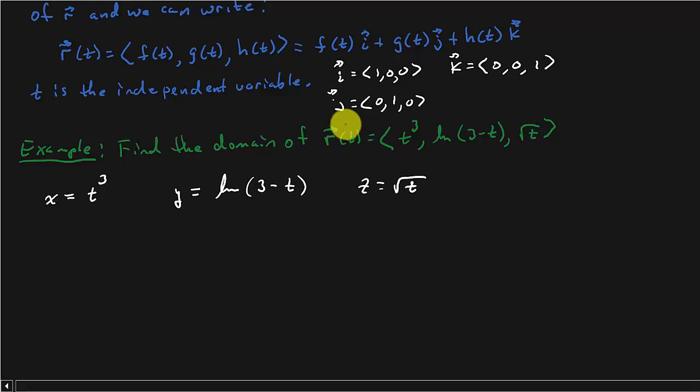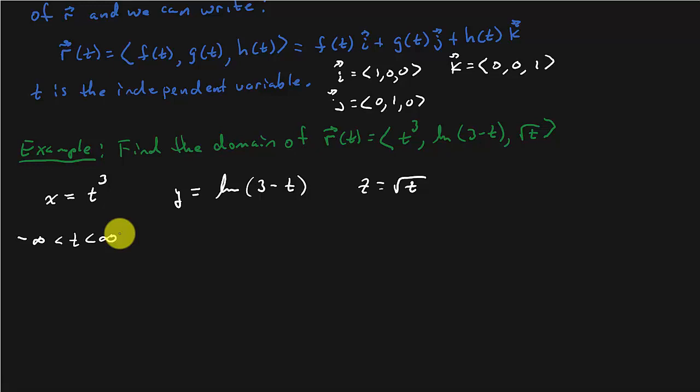All right, so we need the domain of this vector function. So we look at each one of the components. I don't know if I said limit. If I said limit, I meant domain. All right, so we need the domain of this first function. Well, what's the domain of t cubed? For that one, t can be anything. It can be between negative infinity and positive infinity.